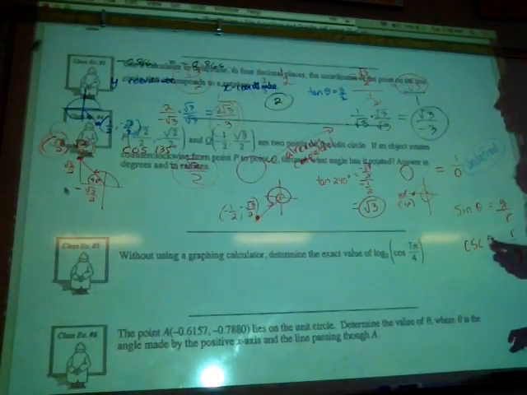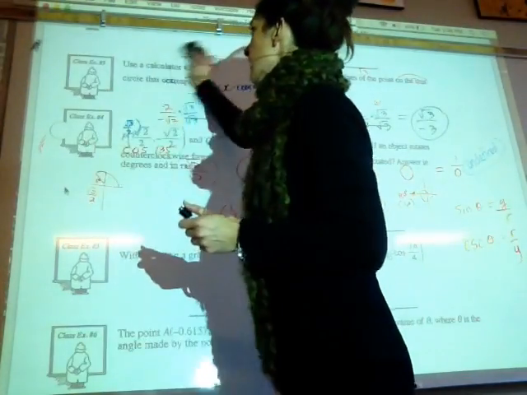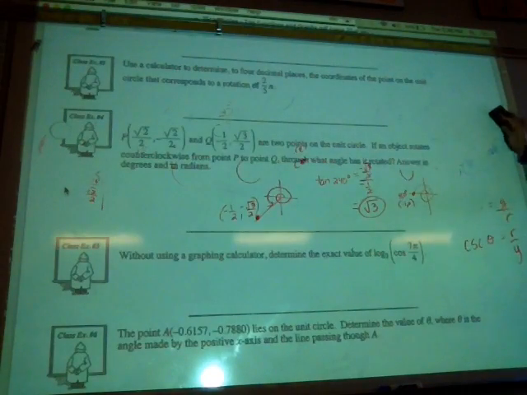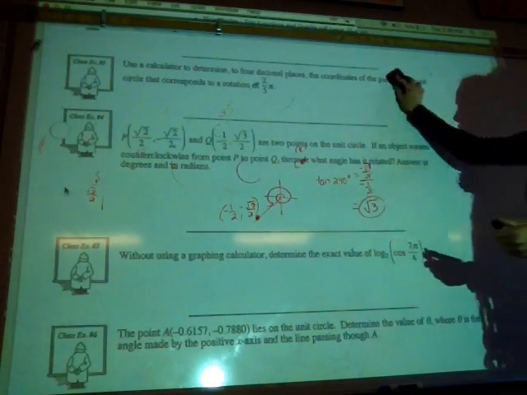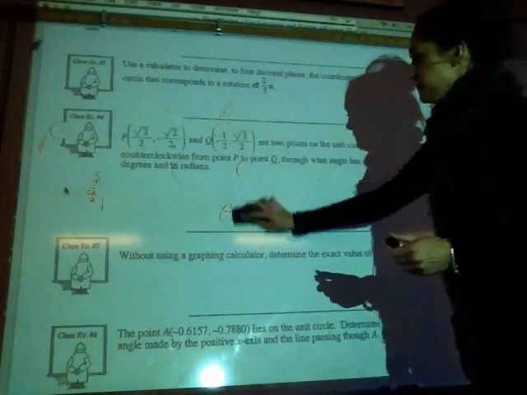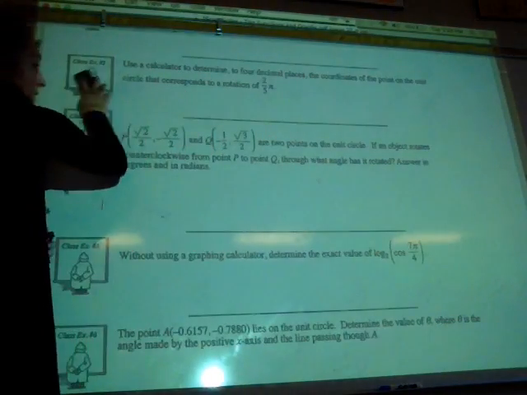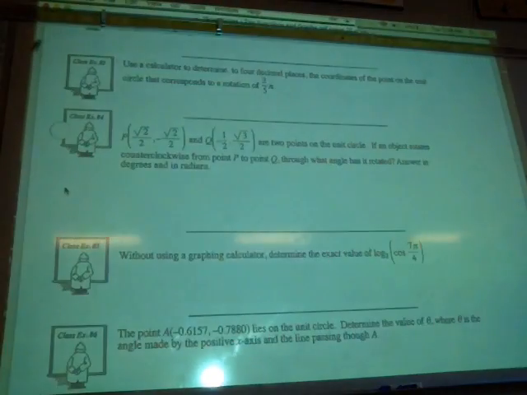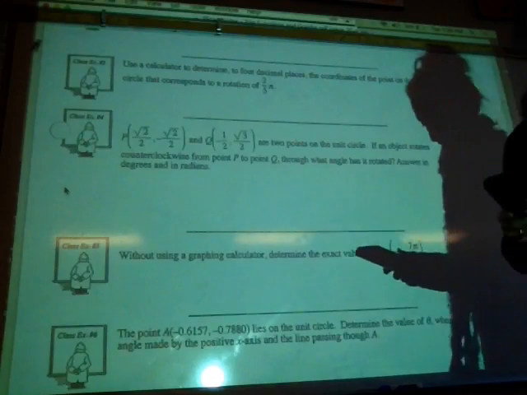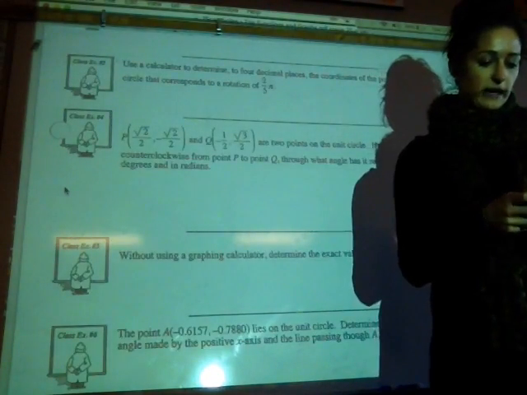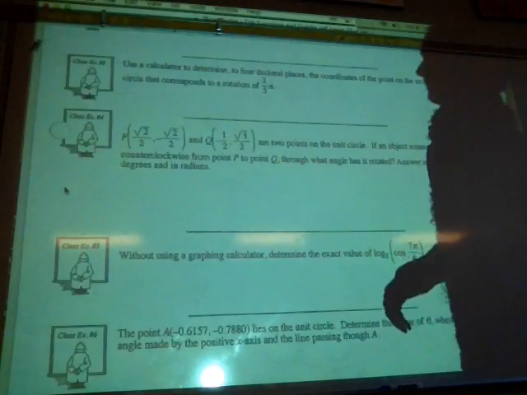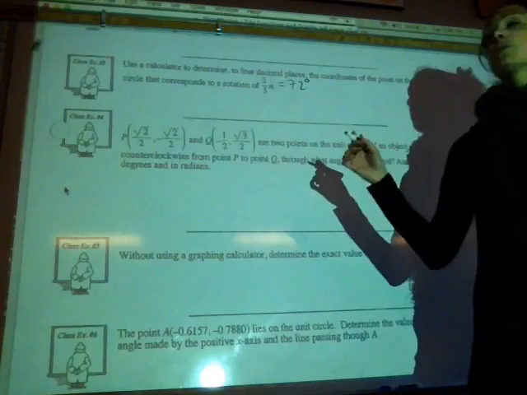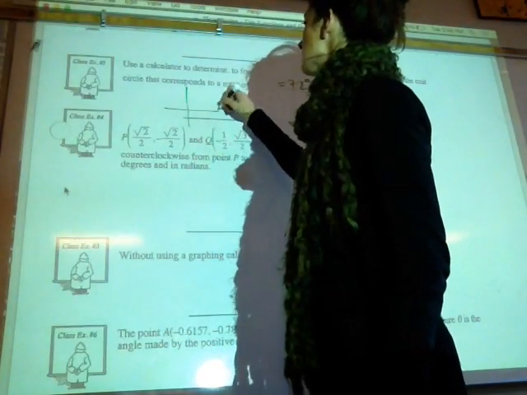Okay, class example number 3. We're going to use our calculator to determine to 4 decimal places the coordinates of the point on the unit circle that rotates to 2 over 5 pi. And I'm a degree kind of girl. I like degrees. So I'm going to calculate it: 2 divided by 5, and then multiply that by 180. I get 72 degrees. So we have a rotation to 72 degrees.